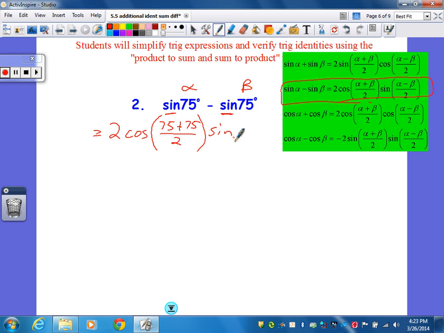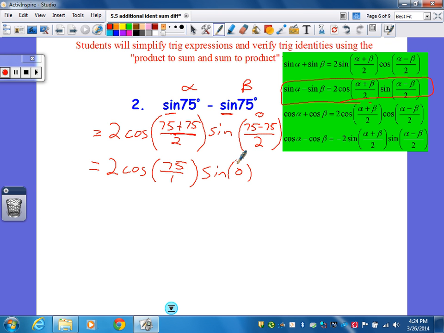So sine, and then my alpha is 75 again, minus 75, all over 2. Well, now we can simplify with what we have. So we have 2 cosine, 75 plus 75 is 150. 150 divided by 2 is 75, or 75 over 1, if we simplify that. And then we have sine, 75 minus 75 is just 0. And 0 divided by that 2 is just going to be 0.